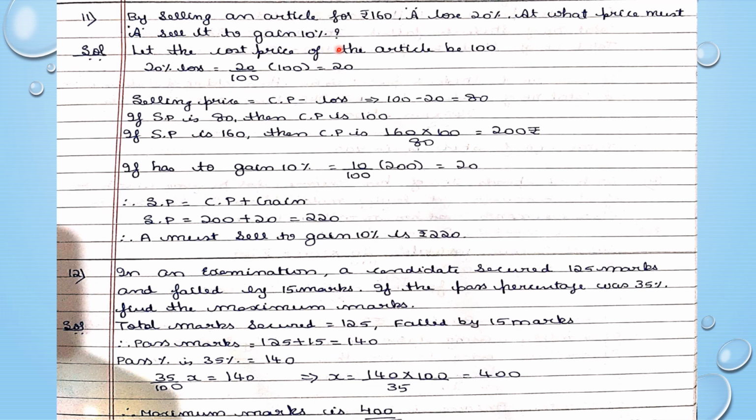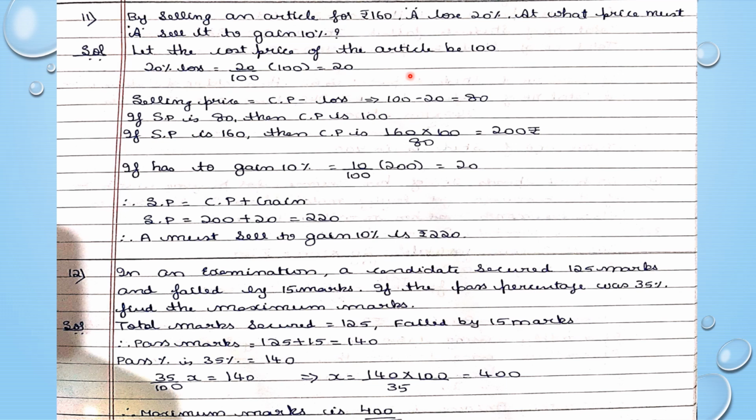So let the cost price of the article be 100. Why? Because you don't know the value of the cost price. Then they are telling loss, so the loss should be calculated on this cost price itself. So 20 by 100 into 100 will become 20. So the selling price formula is cost price minus loss. The cost price is 100 rupees and the loss was 20, so the selling price is 80.